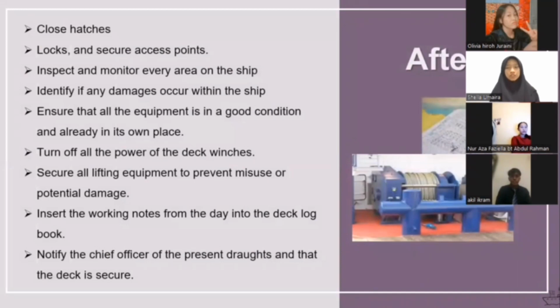Okay, so this is the last part, which is after cargo operations. First of all, the junior cargo officer needs to close the hatches. Like I already told, the hatches are the covers, anything that covers. Then they also need to lock and secure all the access points, and inspect and monitor every area on the ship so that they can identify if any damage occurs within the ship.